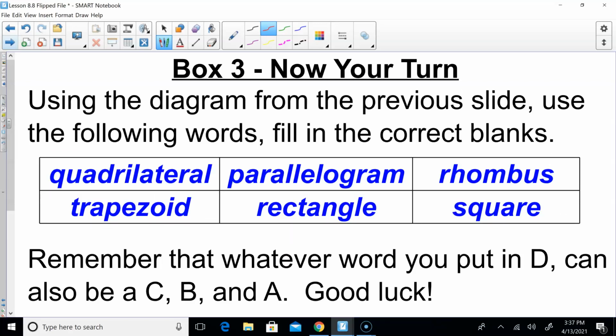And here are your 6 words. Using the diagram from the previous slide, fill in the blanks. You have quadrilateral, parallelogram, rhombus, trapezoid, rectangle, square. Remember, whatever word you put in D can also be a C, a B, and an A. Just like we know before, a square can also be called a rectangle because it has the same traits, but a rectangle cannot be a square because they don't have the same traits. So good luck. I'm looking forward to seeing your diagrams.